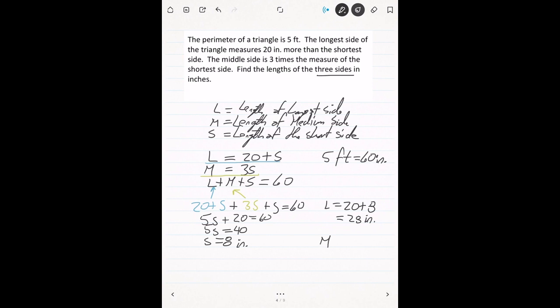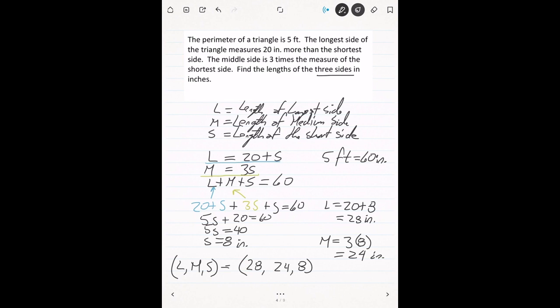And the medium side is 3 times the length of the shortest side, so that is going to be 24 inches. And there we go. We have our solutions. We can go ahead and write these as an ordered triple. I'll probably do L, M, and S, so we stay in alphabetical order. L here is the 28, M is the 24, and S is the 8. There is our ordered triple, so we have our solutions.